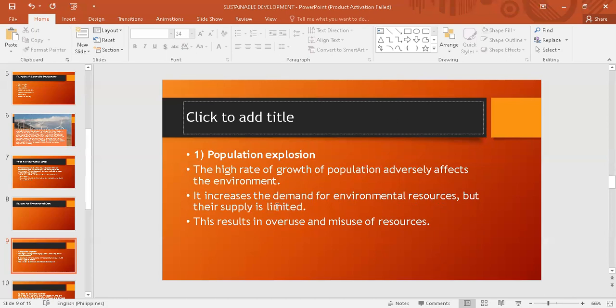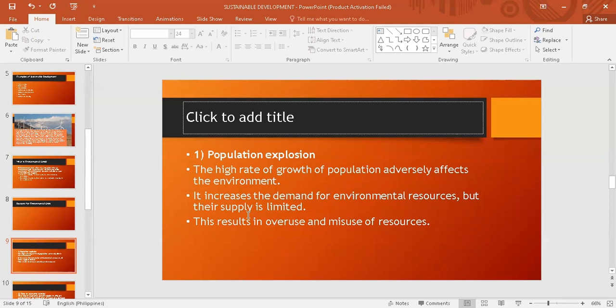Sa economics po, yung needs ay unlimited, but resources are limited. So the more na mayroong pangangailangan ang tao, yung environmental resources natin, limited, hindi niya kayang punan yung pangangailangan sa dumadaming number of people or population. So it increases the demand for economic resources, but their supply is limited.